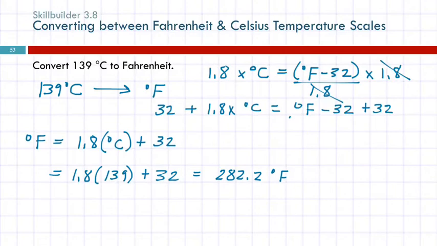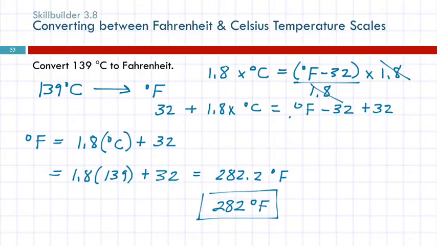Now sig figs. The original temperature was to the nearest 1, and so I want to round this to the same place. So I'm going to say 282 Fahrenheit. Yes? Since there was division as well, let's say it was like 139.0, would you use sig figs to determine it? I would always just go with the number of places in the original number.